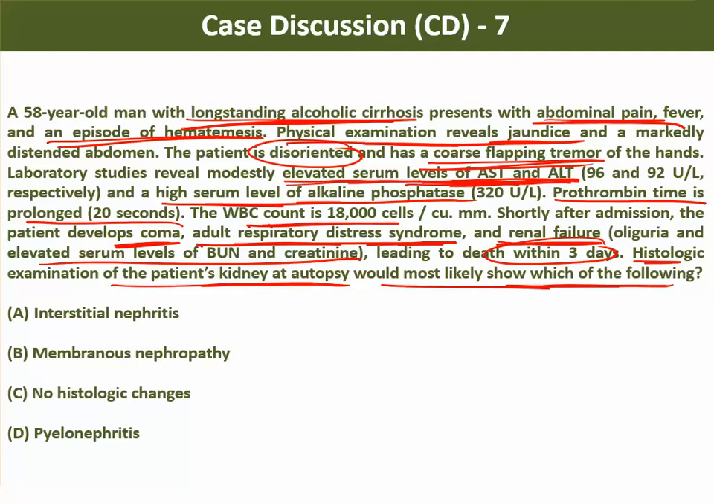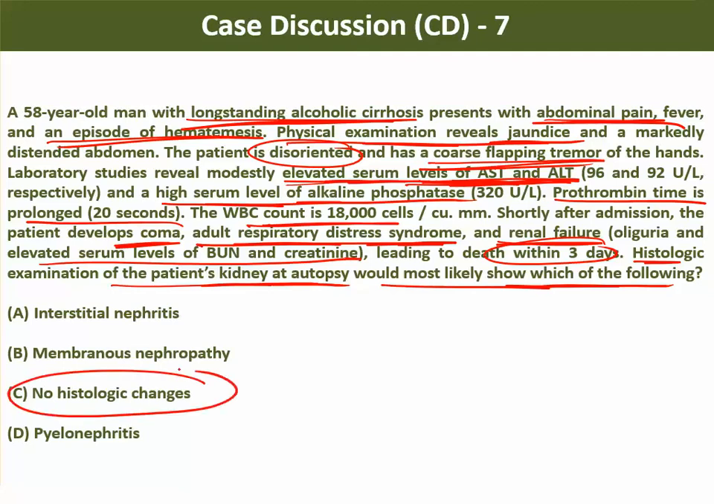Because of that, the patient developed elevated creatinine and blood urea nitrogen too, right? So he developed hepatic encephalopathy, hepatorenal syndrome, and acute respiratory distress, that is hepatopulmonary syndrome. He developed all these three, understand? The patient died. Now they took a renal biopsy to know what happened in the kidney, and what changes you can see.